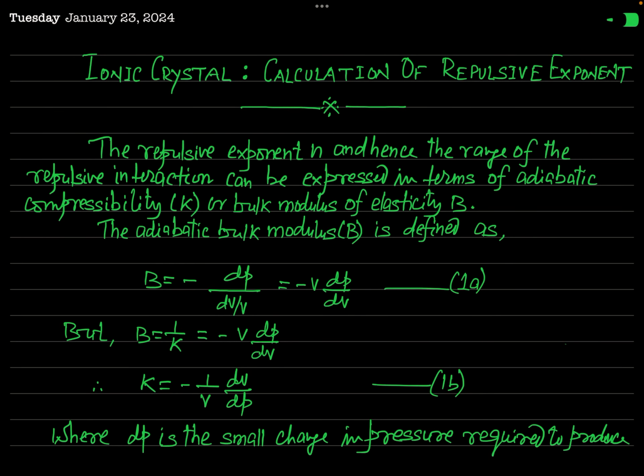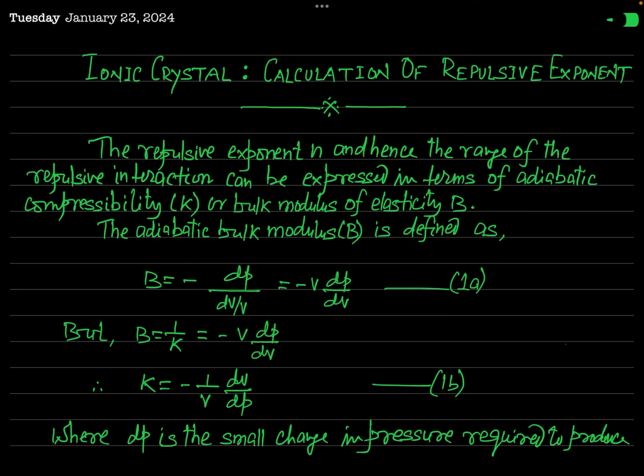In the previous lecture, we have discussed in great detail the calculation of binding energy and Madelung constant of ionic crystals. Now today we are going to see the problem of ionic crystal again, but in this lecture our aim is to calculate the repulsive exponent in case of ionic crystal.